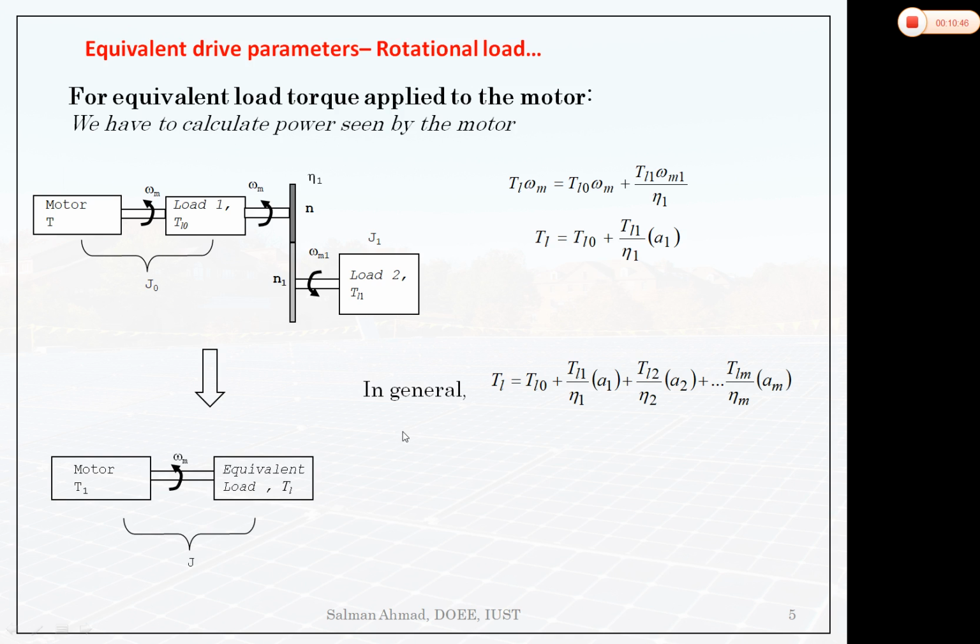Okay, so in general, if there are n loads, we can obtain the equivalent load torque to be the load torque that is directly coupled to the motor plus the load torque that is coupled through some gear with gear ratio A1 and efficiency eta 1. So TL1 A1 upon eta 1. Then if the second load has gear ratio A2 and efficiency eta 2, we have TL2 A2 upon eta 2, like that. If a large number of loads are connected, we can find it like this.